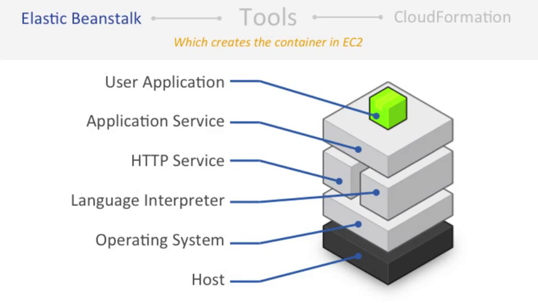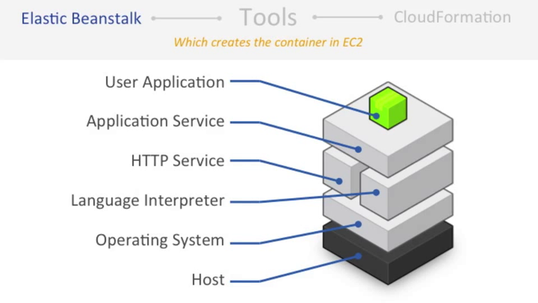And then we're installing that onto an operating system, and you can choose when you start a Beanstalk whether you want 32-bit or 64-bit Linux, for example. If you're deploying a .NET application, this will obviously be a Windows server. And then we deploy that onto an EC2 host. So that whole stack is created and managed for you as part of the Beanstalk.